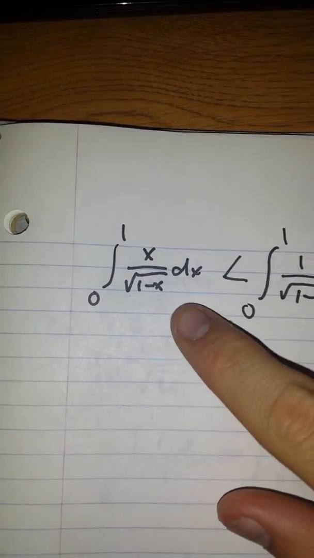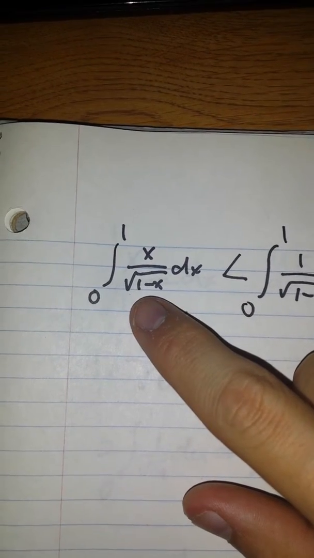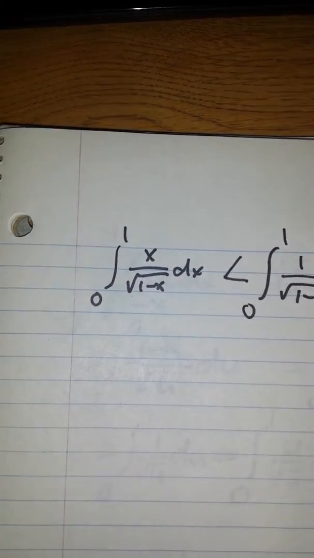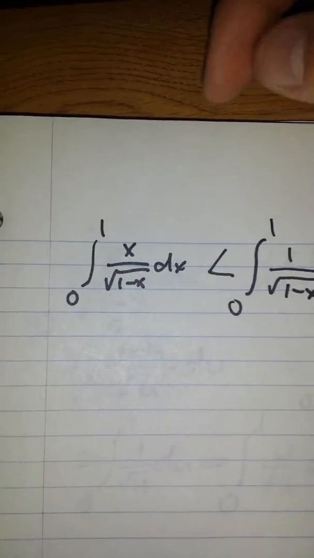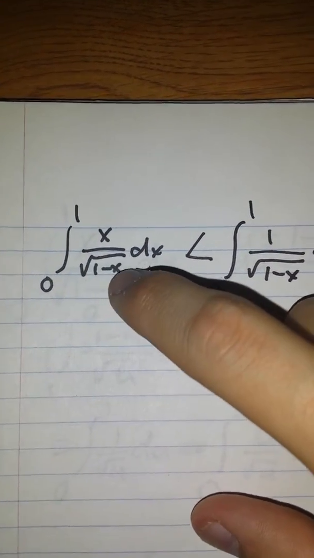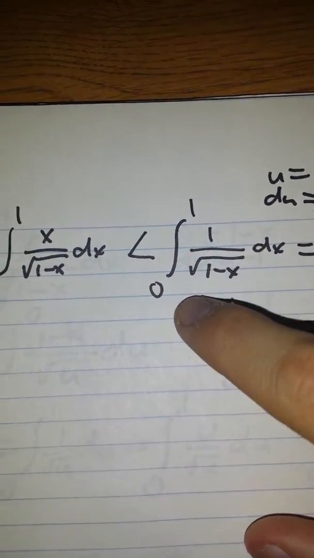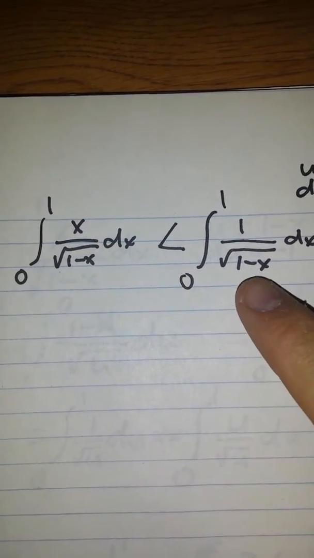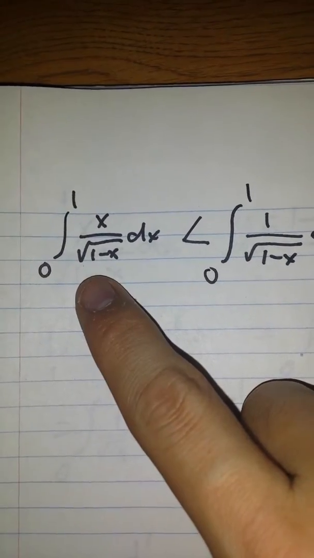So problem 1 is to determine if this integral exists, and if it exists, what is the value of it. On the interval from 0 to 1, we know that x is going to be less than 1, meaning that this whole integral is going to be less than this. So we can say that this integral is a bound for that. So if this exists, then this has to exist.